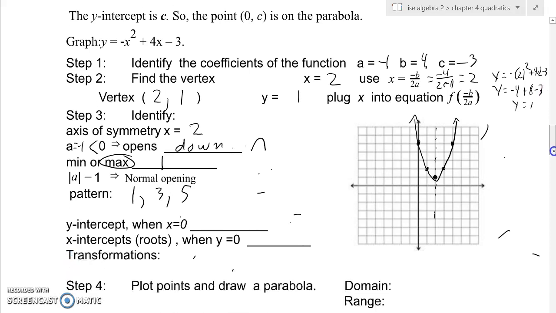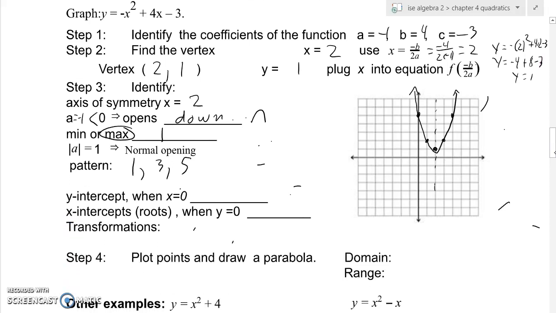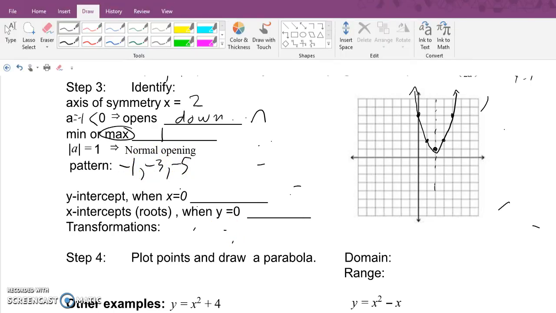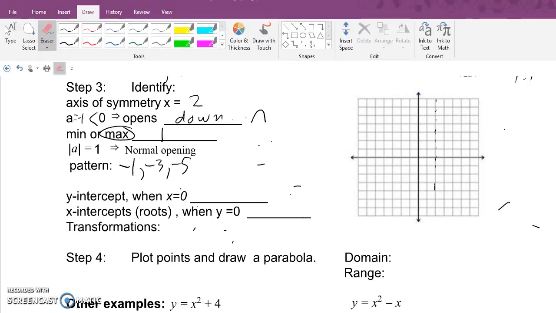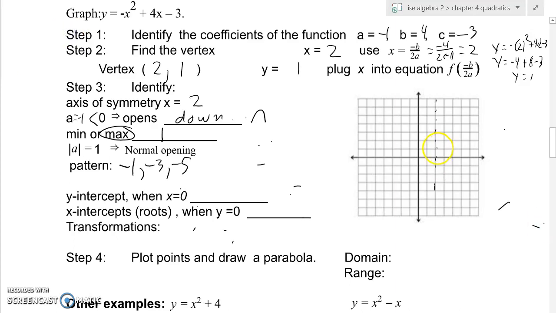Our y-intercept when x equals 0. Oops, I forgot we go down. So let's switch that to a downward facing parabola real quick. Two, 1, 1, 3, 5. We go off, reflect them over the axis of symmetry. When our x is 0, our y is negative 3. Now our picture matches. Or the point 0, negative 3.